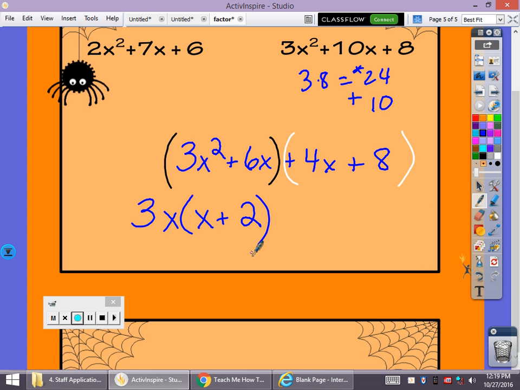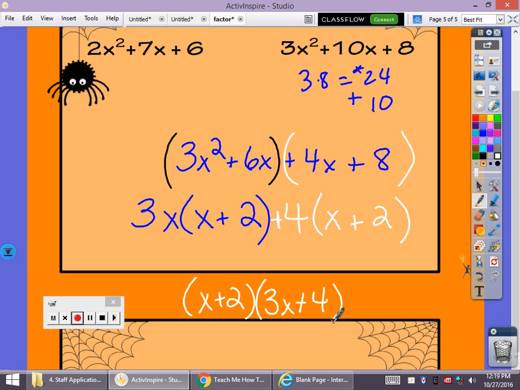What's the GCF of the second group? 4, and it's a positive 4. And then x plus 2. What's the common factor? X plus 2. Who are my outsiders? 3x plus 4. Nice job. We're going to do a couple more practice problems, and then we're going to tie this into solving rationals.